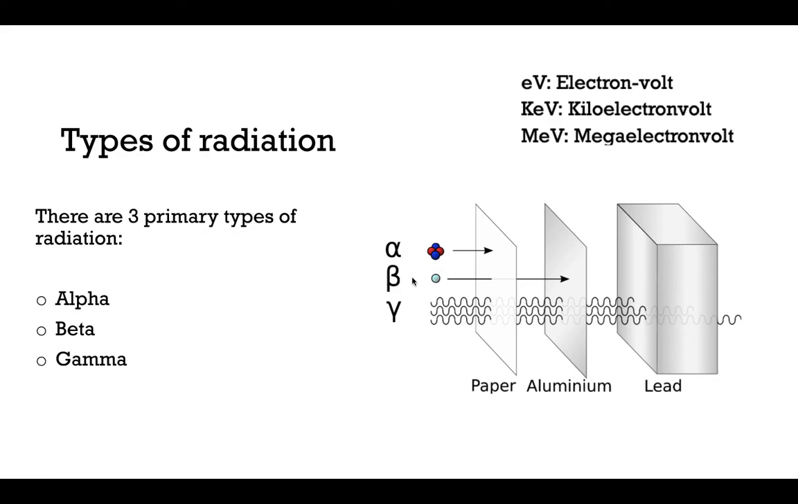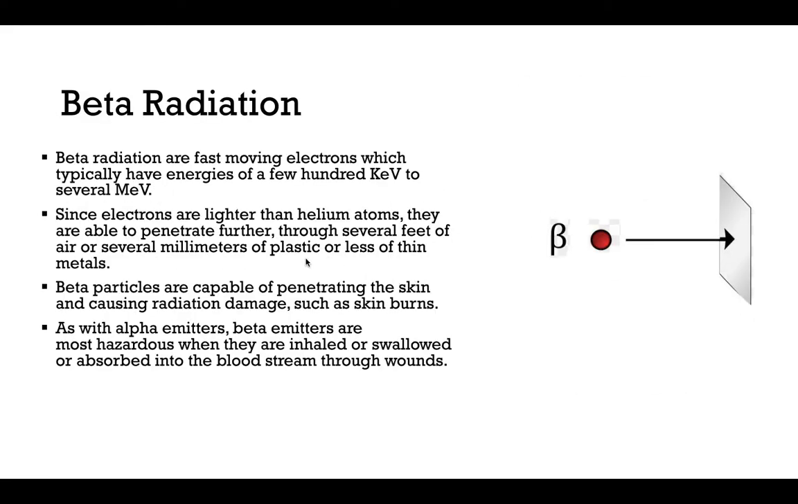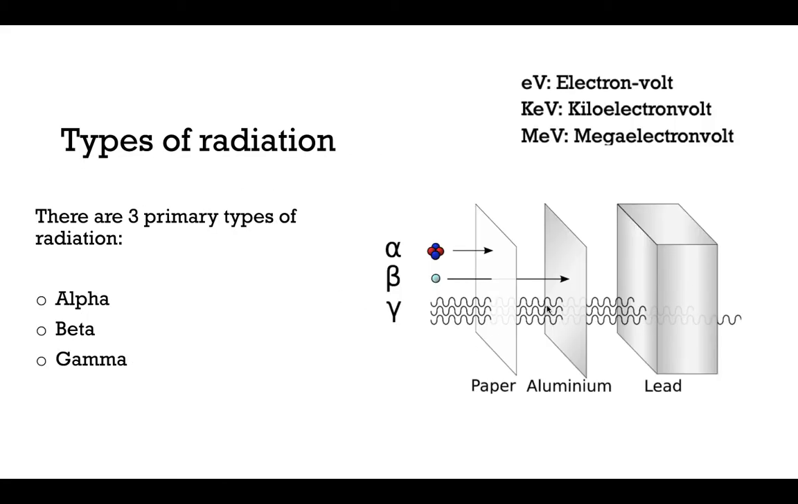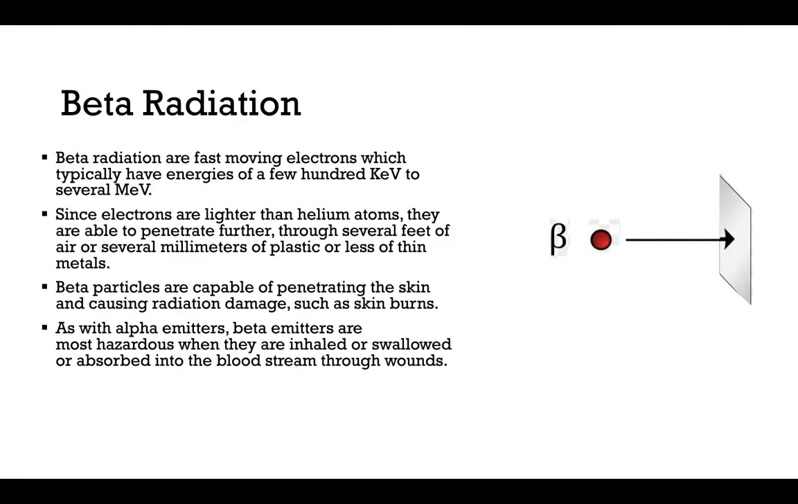So the beta radiation can penetrate more. They can penetrate several feet of air and plastic. They can be stopped by a piece of aluminum. Now here you see the arrow is moving through the piece of paper. The beta cannot be stopped by a piece of paper, but it can be stopped by a piece of aluminum foil. Here, the gamma radiation can penetrate through several inches of lead, which is why they are more dangerous.